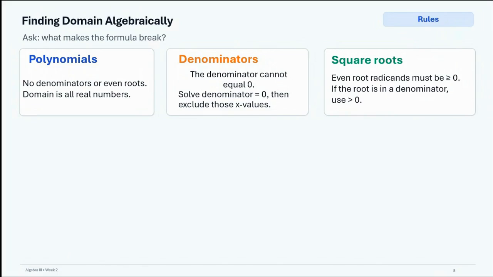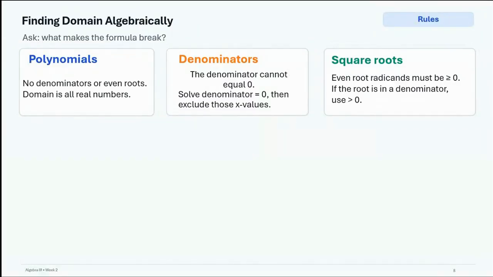If the root is in the denominator, maybe you have a fraction and the bottom of the fraction is a square root, then it cannot be equal to zero because it would be in the denominator. So this rule would also be in play. It can't equal zero. If it's not in a denominator, it can equal zero. It just can't be anything smaller than zero.